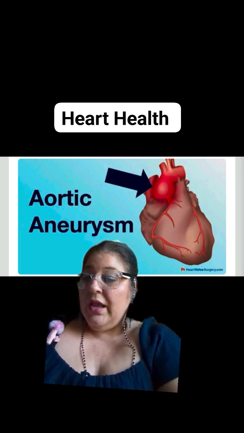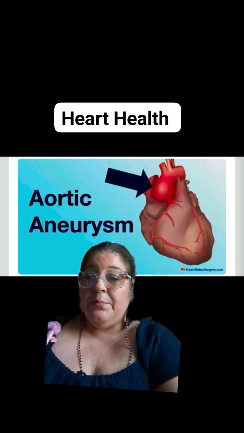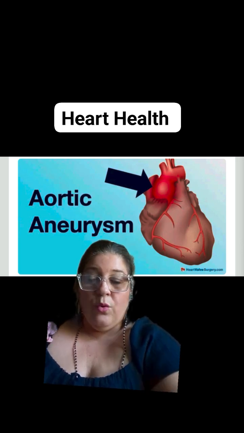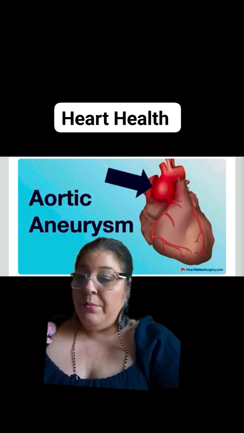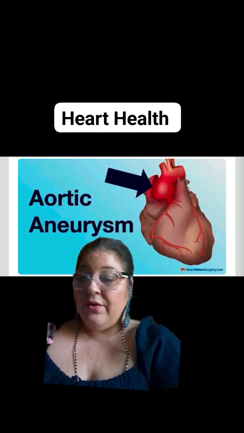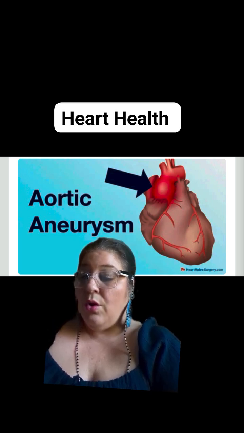Okay, so an aortic aneurysm is a bulge in the wall of your aorta, which is what you see here in the picture, the main artery from your heart. Aortic aneurysms form in a weak area in your artery wall.